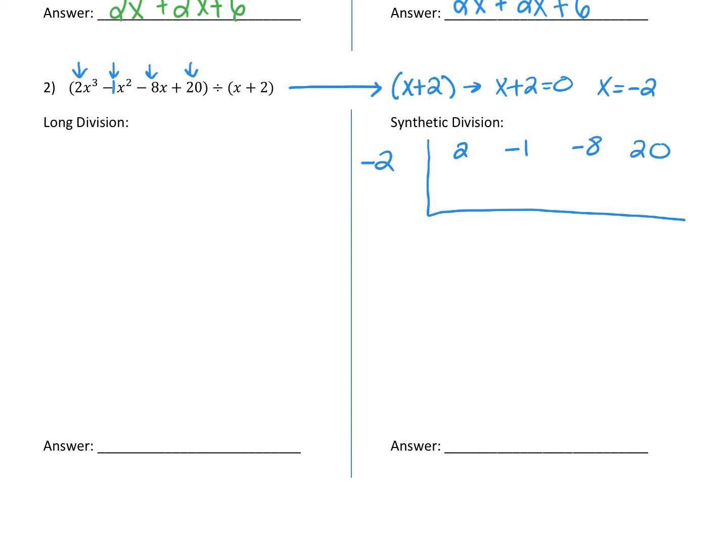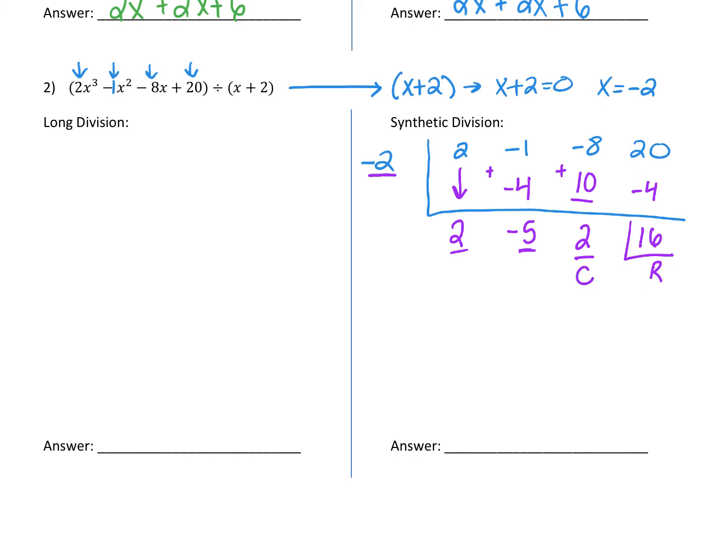All right, so we always bring down the first one. Then I'm going to do negative 2 times 2, and I'm going to get negative 4. Then I'm adding down. Then to get this next spot, I'm going to do negative 2 times negative 5, which would be positive 10, adding down. Then I'm going to do negative 2 times 2, which would give me negative 4, adding down, I would get 16. So again, this last guy is always the remainder.